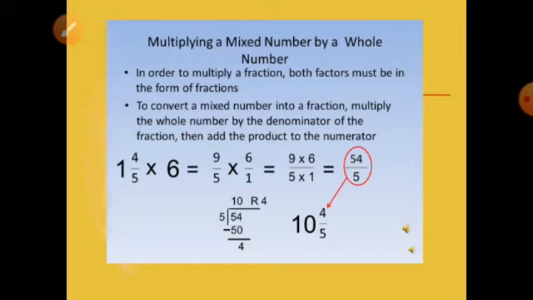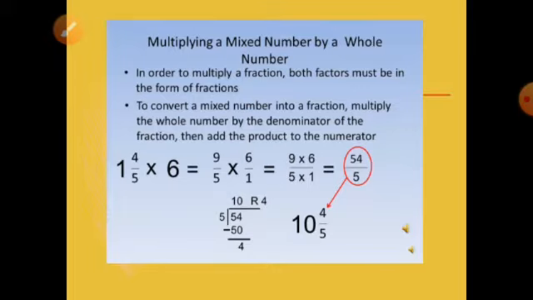So here is a question: 1 whole 4/5 times 6. 1 whole 4/5 is a mixed number, and you have to convert this mixed number into an improper fraction first. So 5 times 1 is 5 plus 4, 9 upon 5, times 6 upon 1. Why are we writing 1? Just to avoid errors in the solution.